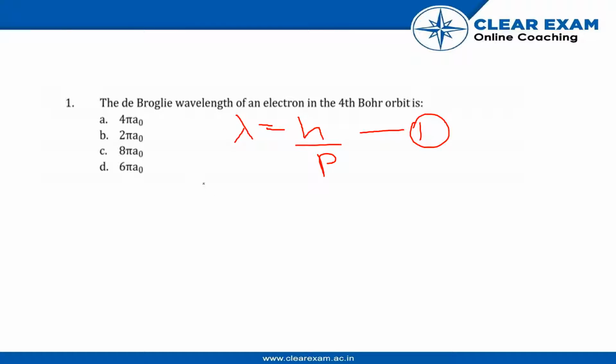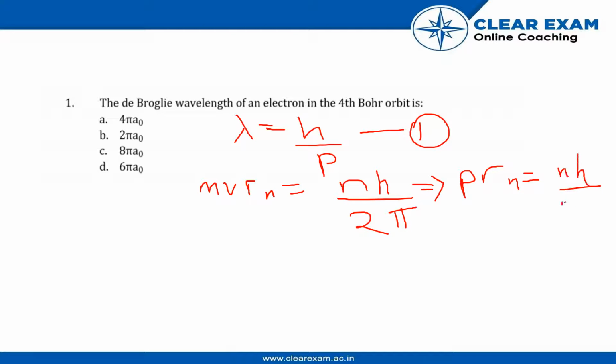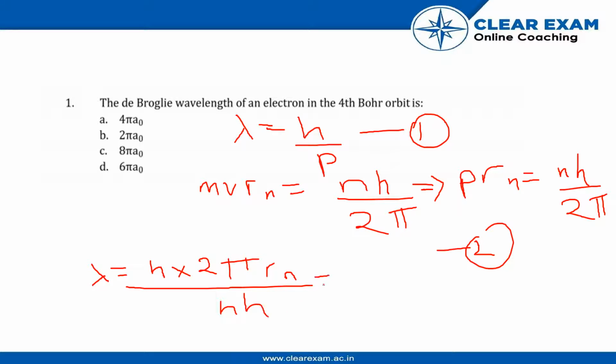According to Bohr's quantization condition, we have mvr equals nh by 2 pi. Here n is the nth orbit. As we know, mv equals p, so p r equals nh by 2 pi. This is our equation number 2. So from equations 1 and 2 we get lambda equals h into 2 pi rn by nh. It becomes lambda equals 2 pi rn by n.